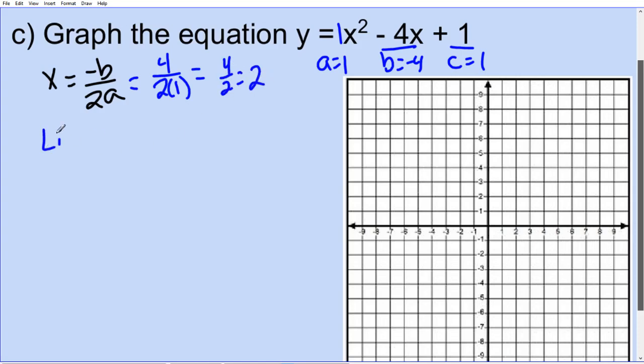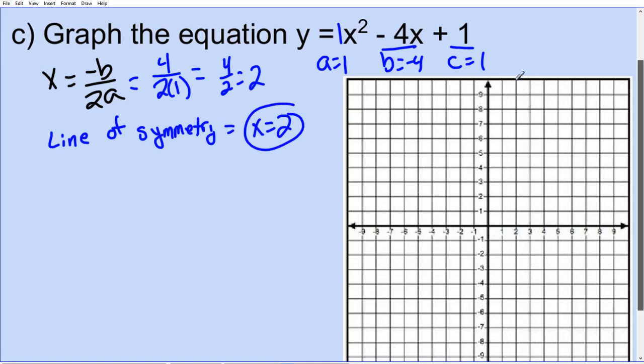So my line of symmetry is the line X equals 2. So I know right now, that's where my parabola is going to be centered around.